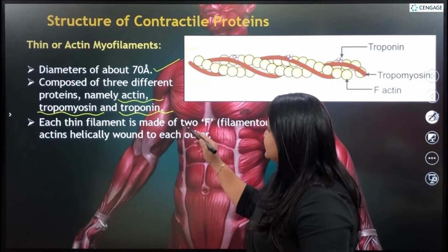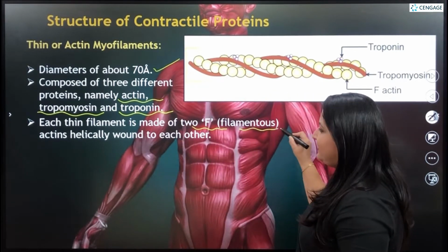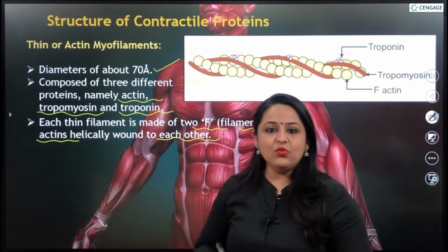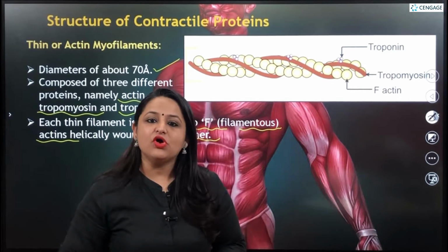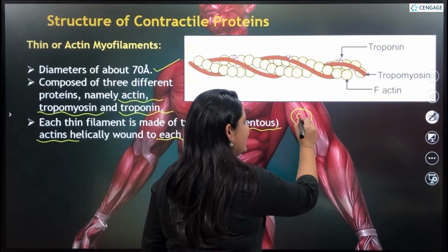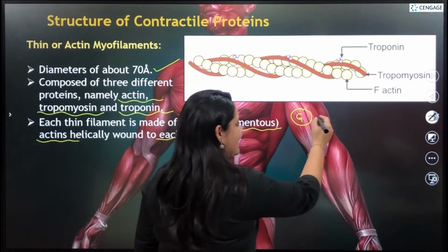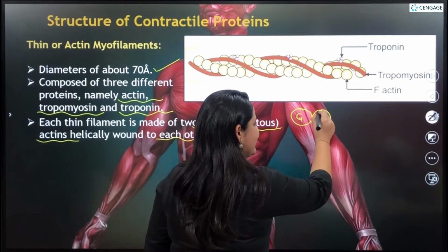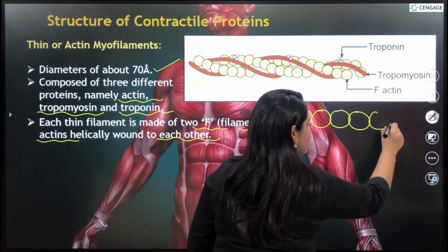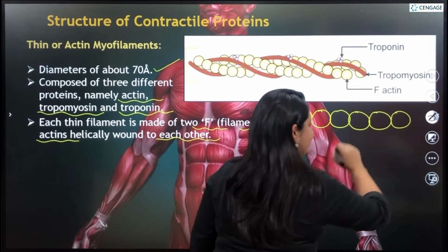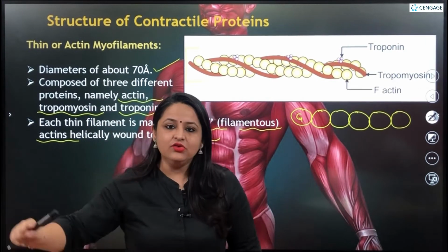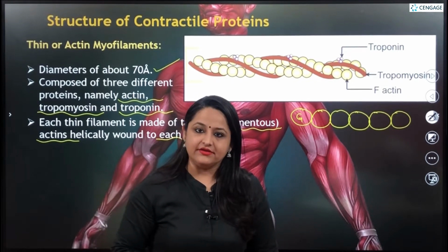Each thin filament is actually made up of 2 F filamentous actins which are helically wound to each other. There are these molecules of actin which are known as G actin. So this is one G actin. Now G actins, under the influence of magnesium ion, polymerize and form a long chain which is known as the F actin, also known as the filamentous actin. So this is one chain known as the F actin.